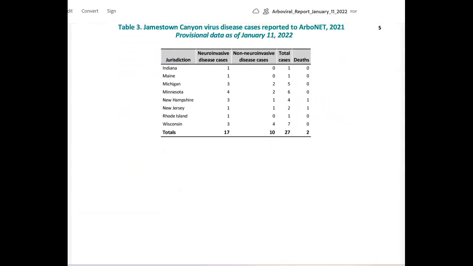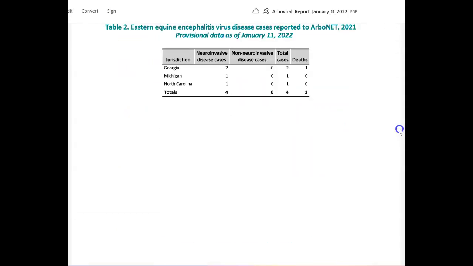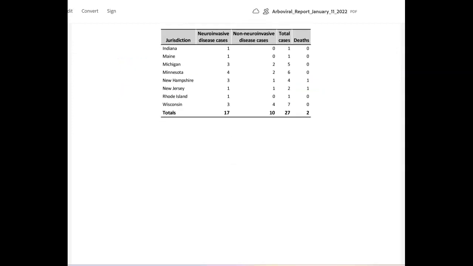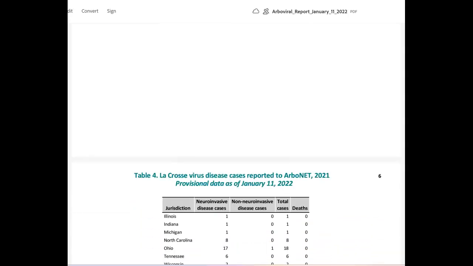So now we're going to look at Jamestown Canyon virus. Well, first we're going to look at Jamestown Canyon virus, and this virus had 2 deaths, but there were total 27 cases. 10 were non-neuroinvasive, but 17 neuroinvasive. So they may have long-term effects.